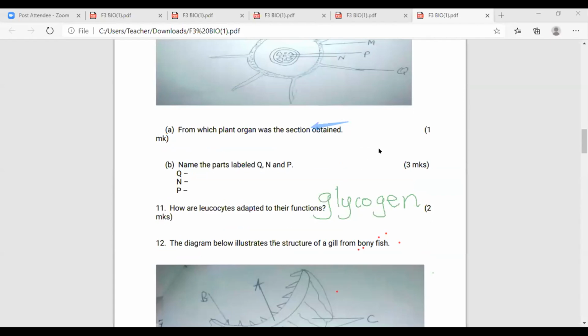How are leucocytes adapted to their functions? Leukocytes adapted to their functions.